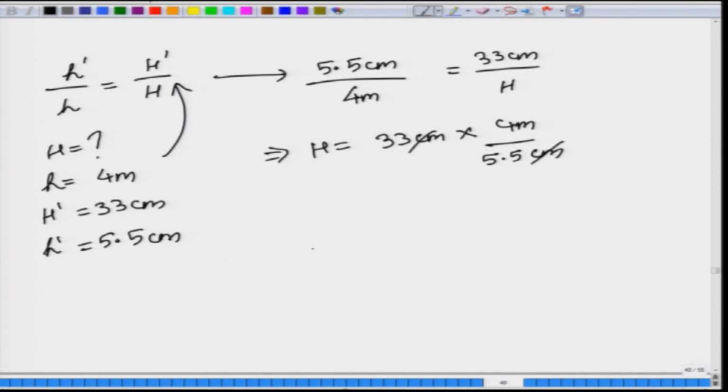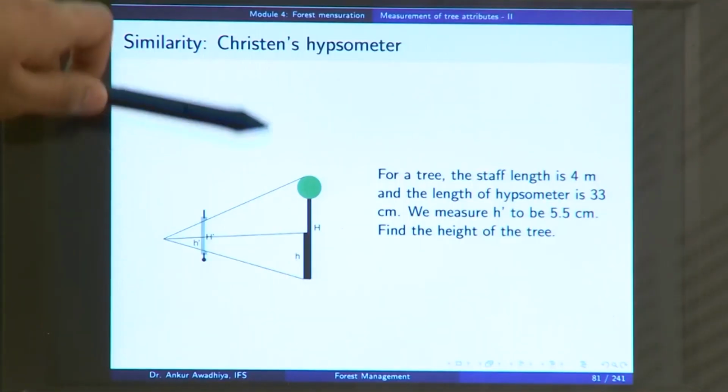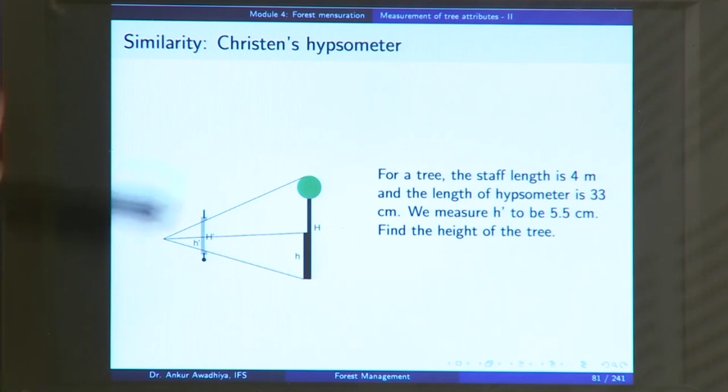Centimeter and centimeter get cancelled. So, this becomes 40, 11 3s are 33, 11 5s are 55, 8 5s are 40, which is 24 meters. So, just by using a hypsometer, knowing the length of the hypsometer, the length of the rod or the staff length, and the reading of small h prime, we are able to compute the height of the tree. So, this is a very simple instrument to measure the height of a tree.